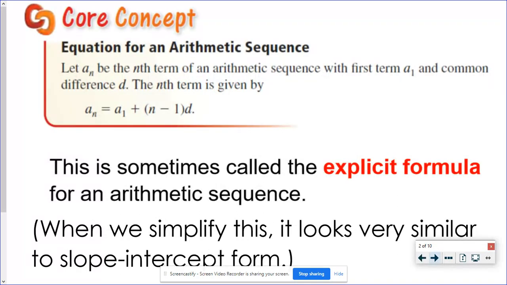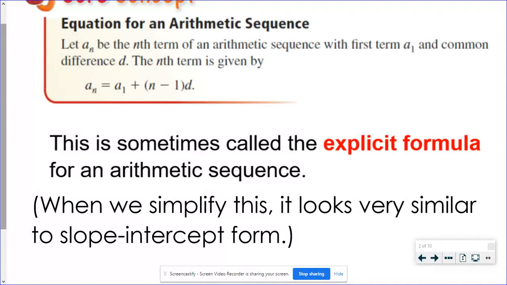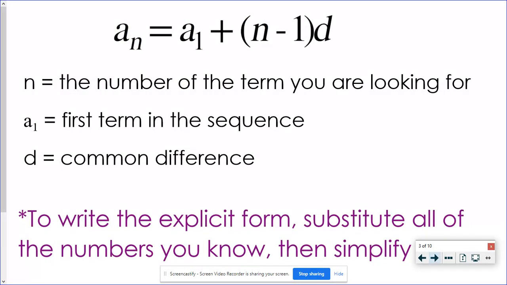We talked about this in the last lesson already. This is what the explicit formula looks like for an arithmetic sequence. And I did mention in the last video, it's going to look very similar to slope-intercept form. Instead of a y equals, it'll be a sub n equals. Instead of an x, it'll have an n. But otherwise, the form is going to be very familiar to you.